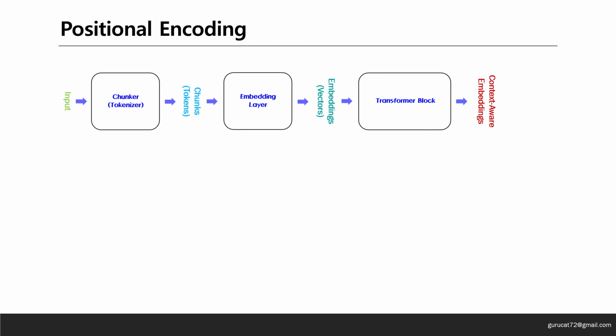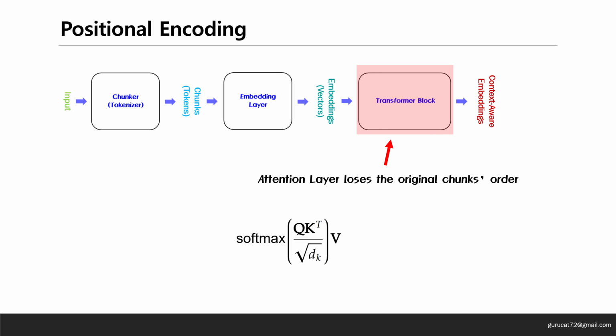But why does the transformer lose this information? Let's look at what's actually happening. Here's our pipeline again. Input goes through chunker, embedding layer, and then, bam, the transformer block. And inside here, the attention layer is what's causing the problem. Look at this formula, softmax of Q times K transpose, divided by square root of dk, times V. This formula is mostly matrix multiplication. And here's the thing, matrix multiplication involves summation, and summation is commutative. What does that mean? Let me show you.